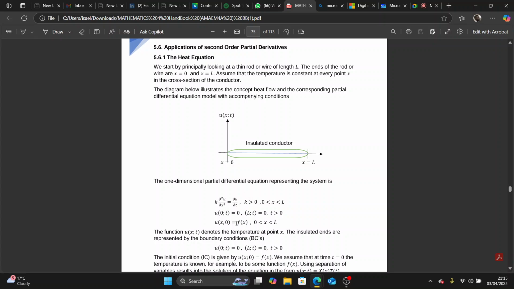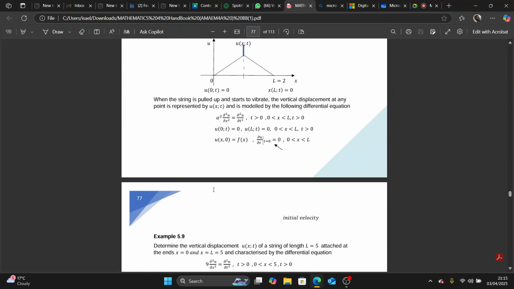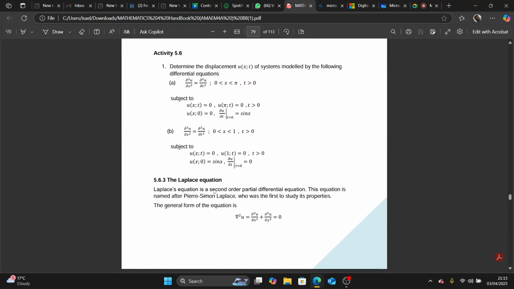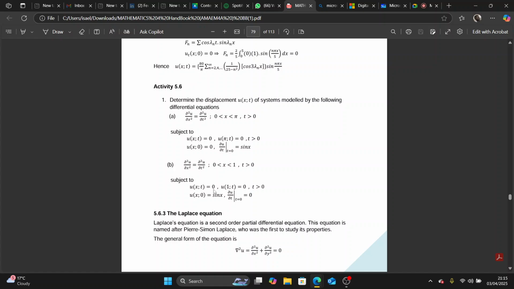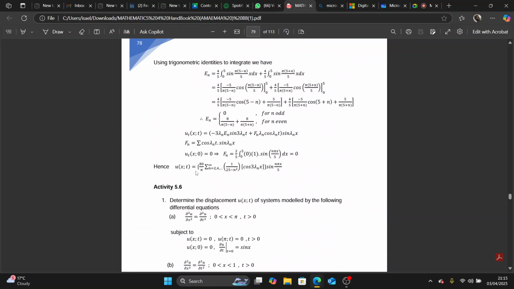It still sounds like Chinese, but it will look nice. Don't worry. The one-dimension partial differential equation representing the system is this, the general form of the heat equation. That's why when you come to questions on heat equations, you will be having these forms and conditions.